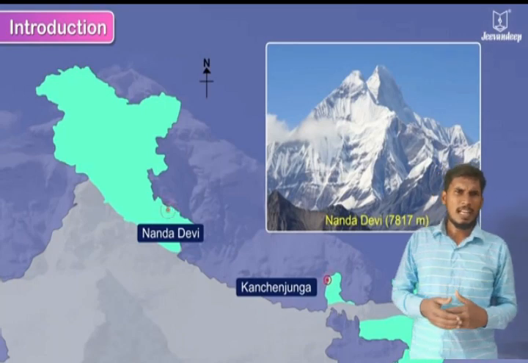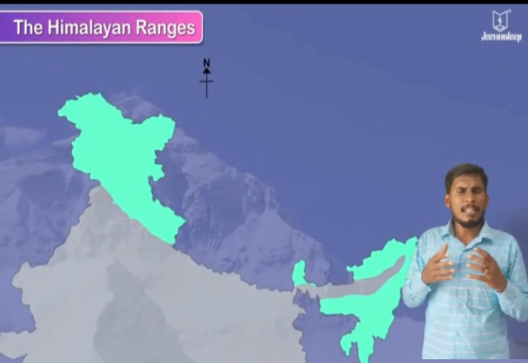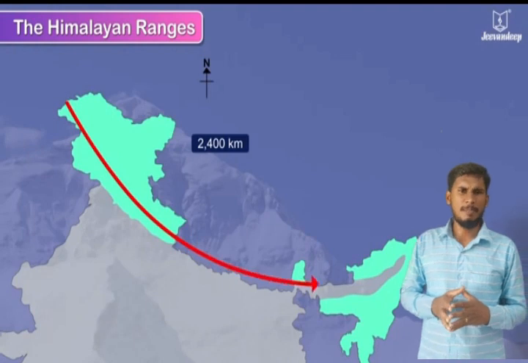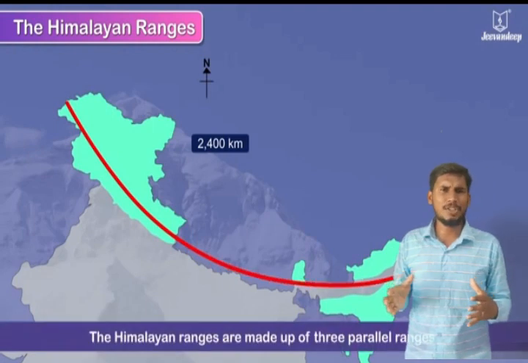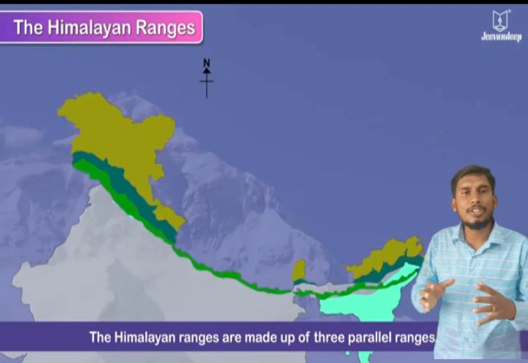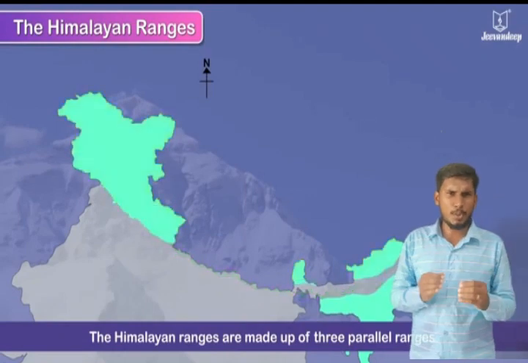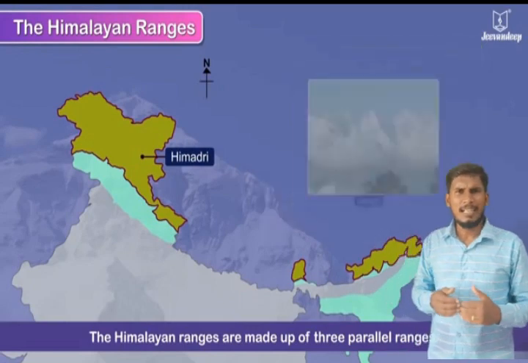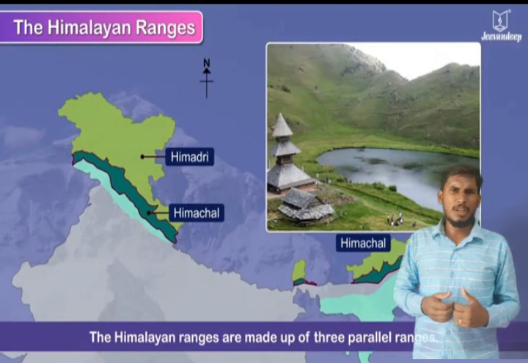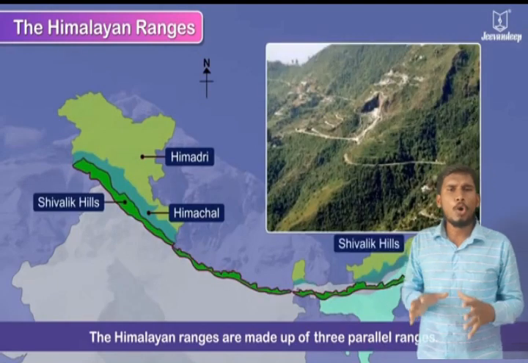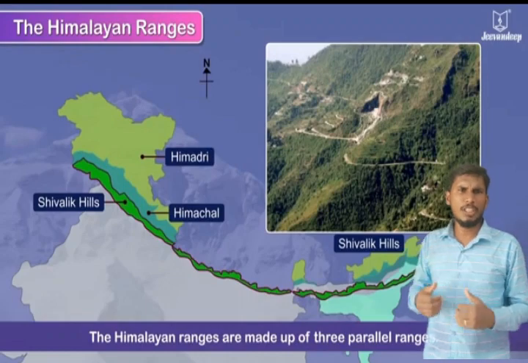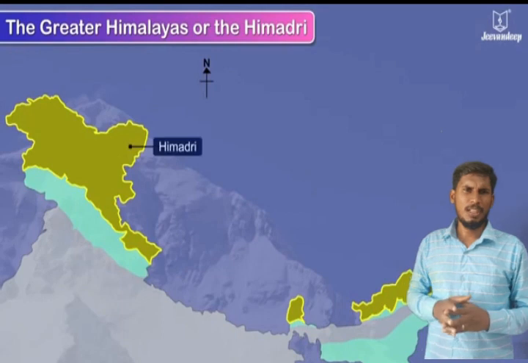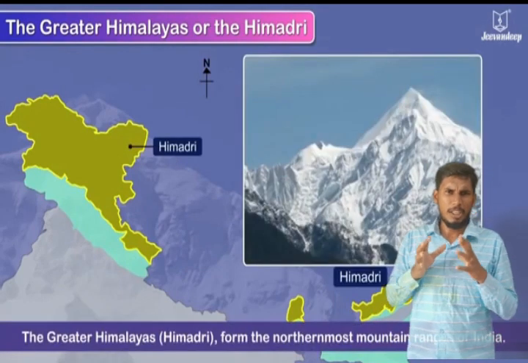And dear children, as we move on further, the Himalayan ranges stretch for 2,400 kilometers along parallel ranges, with three major divisions in the Himalayas. The first one is the Himadri or outer Himalaya. The second one is Himachal. And the third one is Shivalik or lower Himalayas. These are the three divisions. Children, let us learn about the first division, that is Himadri.